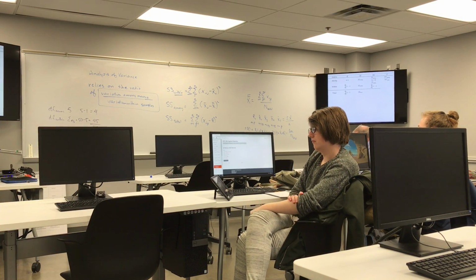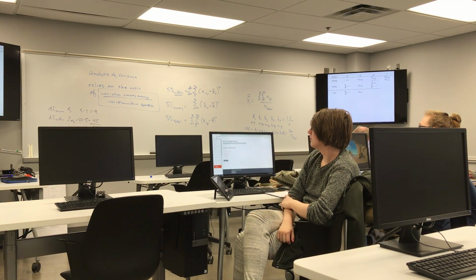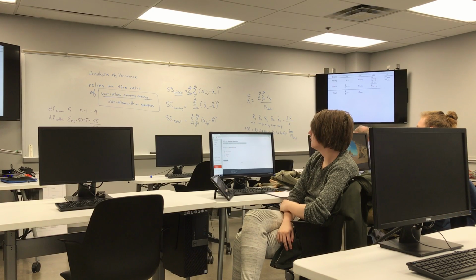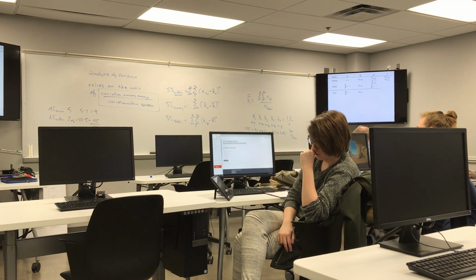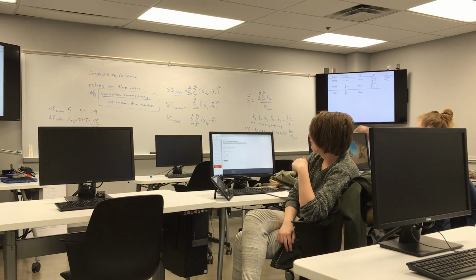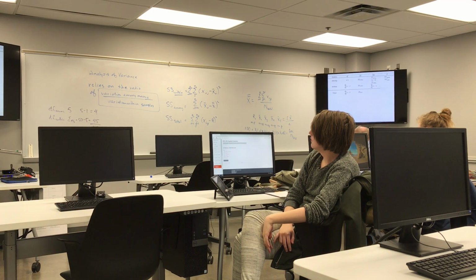So one of the first things that you should do whenever you see an analysis of variance table is look at the degrees of freedom and see if the degrees of freedom are correct. Degrees of freedom here should be 4. Degrees of freedom here should be 45. 4 and 45 should equal 49. 49 should be the total number of observations minus 1. Total number of observations is 50, so our degrees of freedom match.